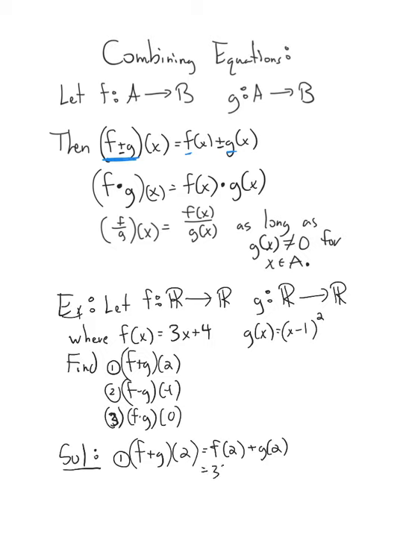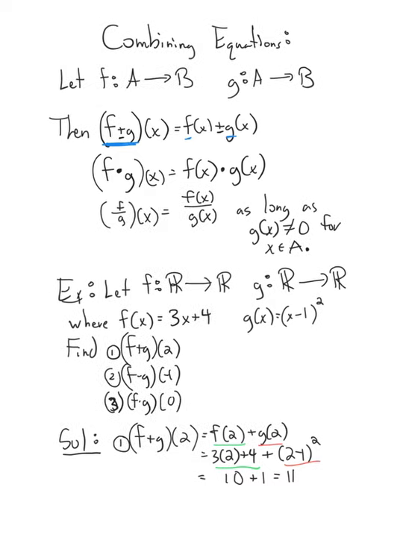So this is 3x, but x is 2, so 3 times 2 plus 4. That's my f. And then my g is 2 minus 1 squared. That's my g. And so my answer is, well, 3 times 2 is 6. 6 plus 4 is 10. 2 minus 1 is 1. 1 squared is 1. So f plus g of 2 is 11.